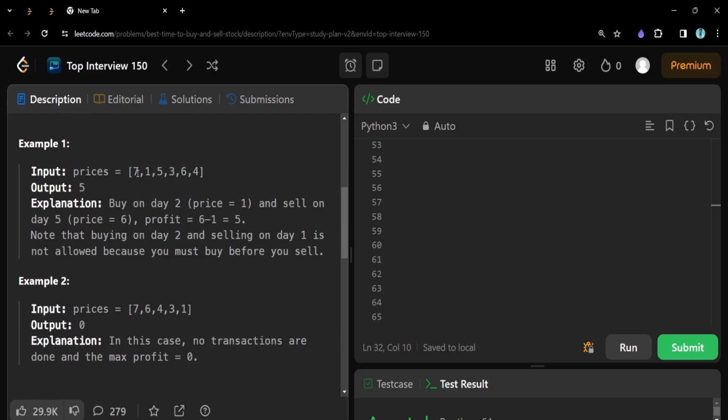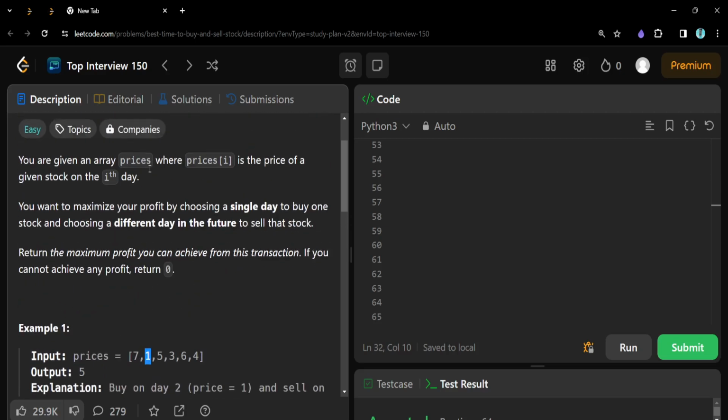Okay, so it's like if we choose to buy a stock on the first day, the price was 7, and we choose to sell the stock on the second day, the price is 1. So what is the profit? We bought at the price of 7 and we are selling at the price of 1. So the difference is negative, right? 1 minus 7 is minus 6, right? So we are in a loss of 6. You can say that rupees, right? So it's like that.